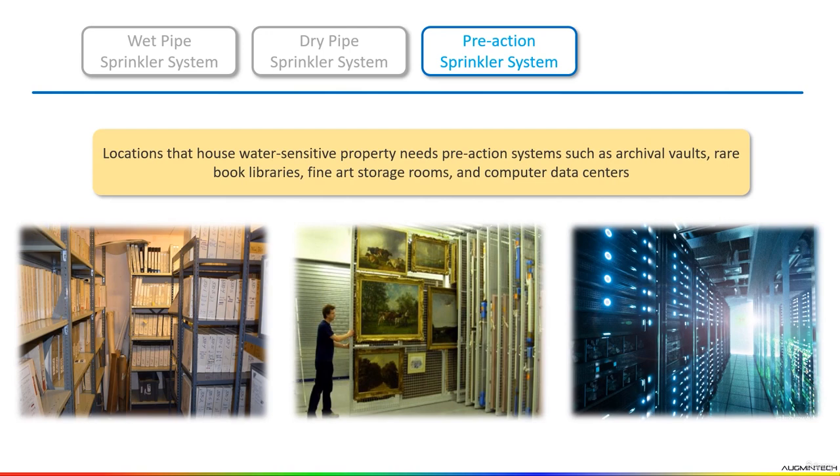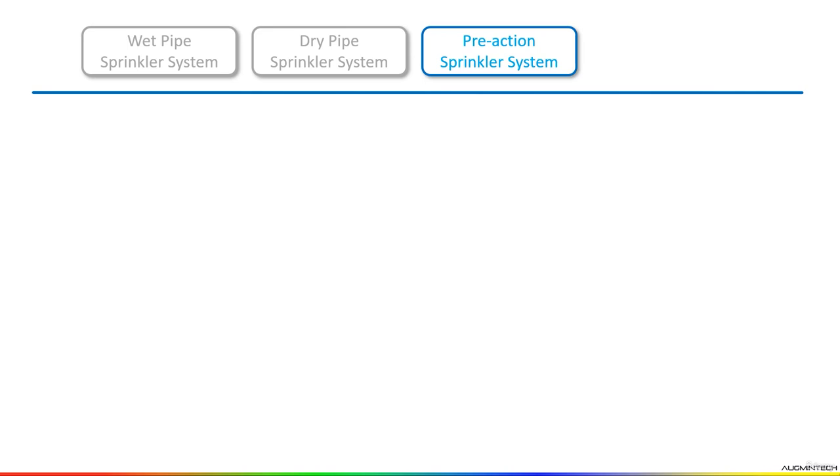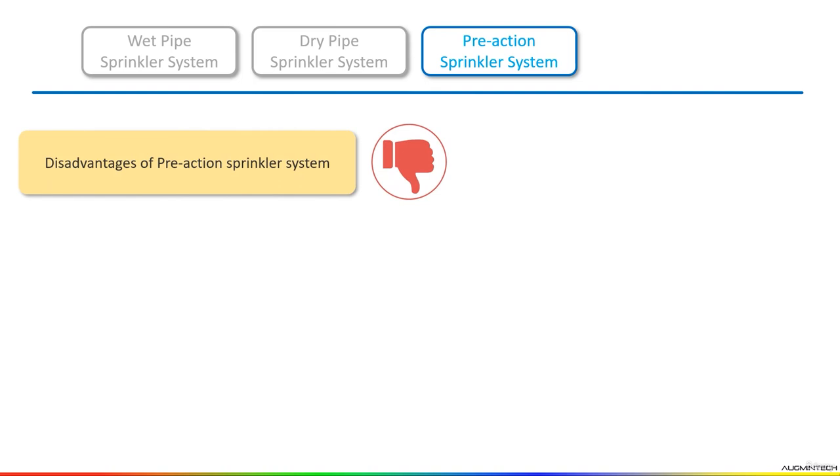Now here it is telling that locations that house water-sensitive property need pre-action systems, such as archival vaults, rare book libraries, fine arts storage rooms and computer data centers. You can see in this image. So there are many applications of using this system. Now here some disadvantages of pre-action sprinkler system are given. So we discuss one by one.